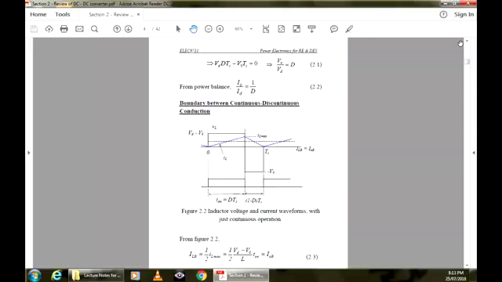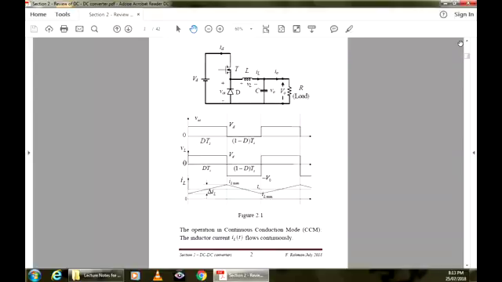The operation can be discontinuous. That happens when the output current is low. If the load resistance increases to such a high level that the current here is quite small, then the current in the inductor will be discontinuous. It will not flow for the whole switching period.